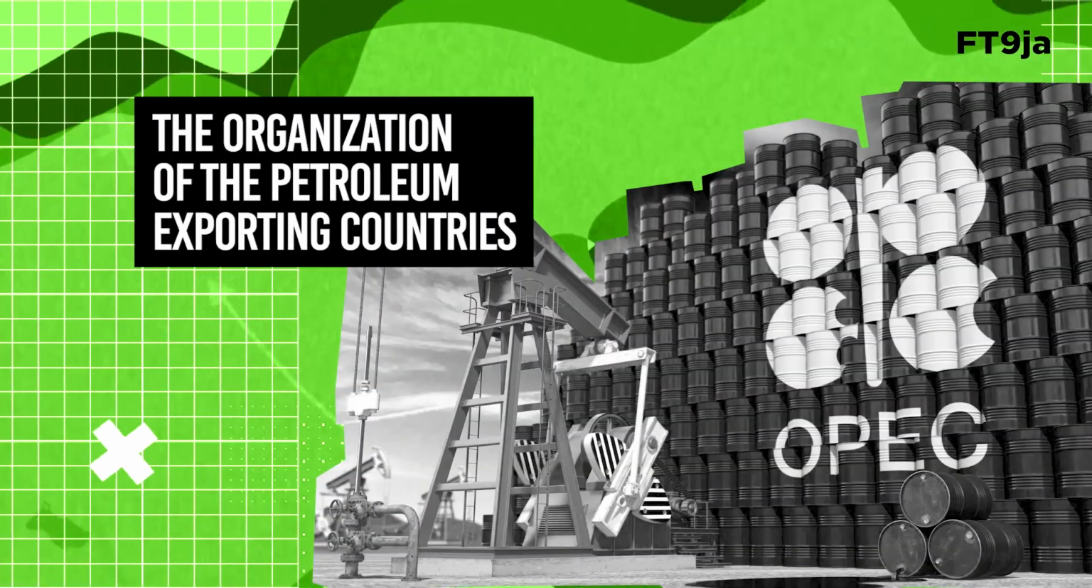OPEC consists of 13 countries. These 13 oil producing countries, including Russia, OPEC Plus, control about 80% of the world's oil production. So policies from OPEC or any announcements from OPEC can affect the price of the Canadian dollar.